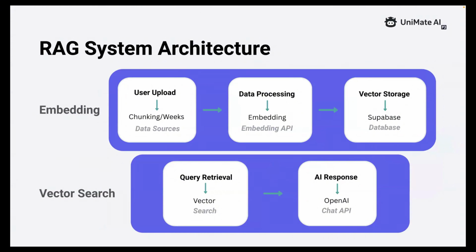RAG stands for Retrieval Augmented Generation. It combines retrieval methods with generative AI models. As shown in the first row, external data is converted into vectors and stored in a database. In the second row, when users ask questions, the system retrieves relevant data to augment the AI's response. The key benefits are access to up-to-date information, fewer hallucinations, and more accurate, context-aware results.